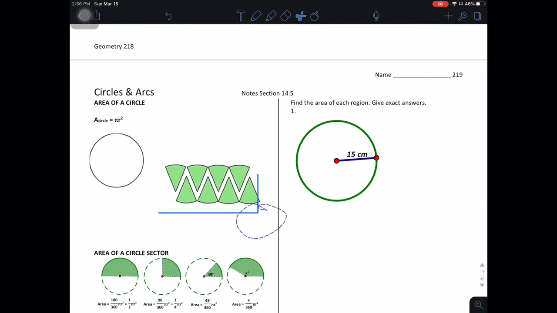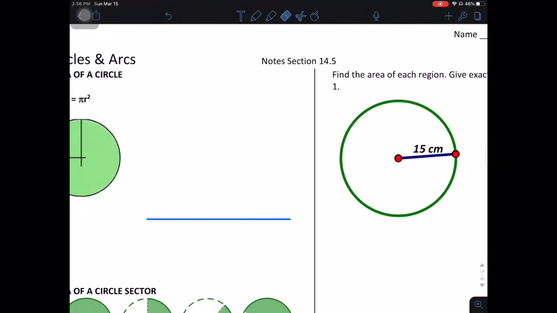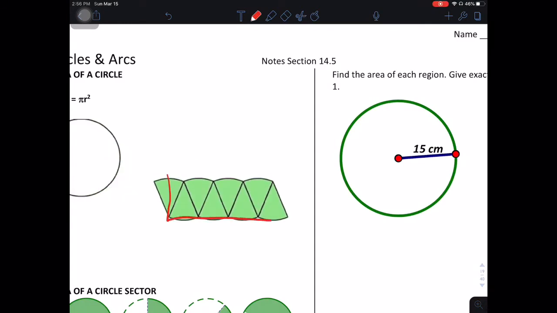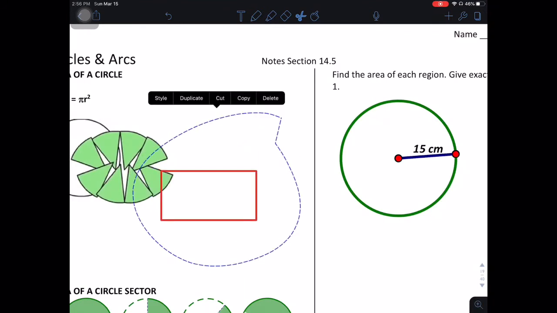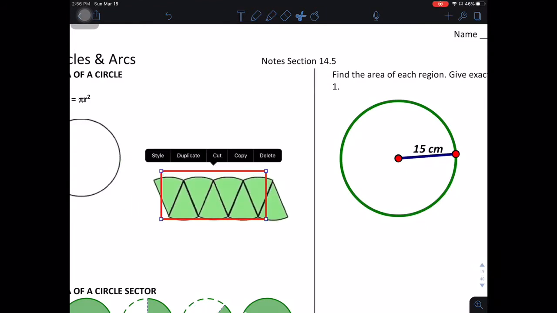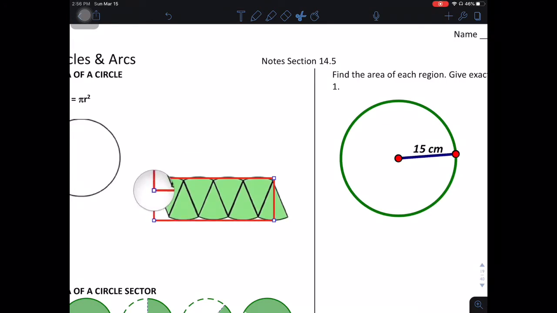So right here, hopefully you can see, this is kind of like a parallelogram, a rectangle. The more of these sectors we have, the more we can see this becomes more and more like a parallelogram, more and more like a rectangle.